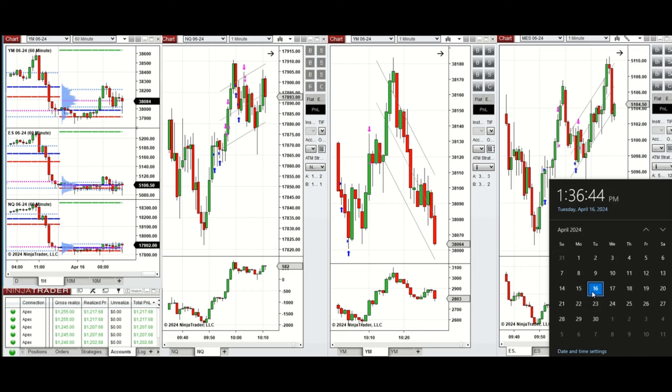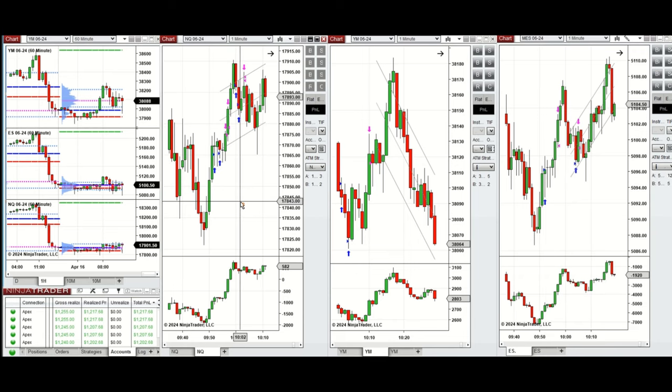Hello everyone, I'd like to share with you the trades that I have taken today on Tuesday, 16th of April 2024. These trades were taken on Nasdaq, Dow Jones and S&P 500 futures.